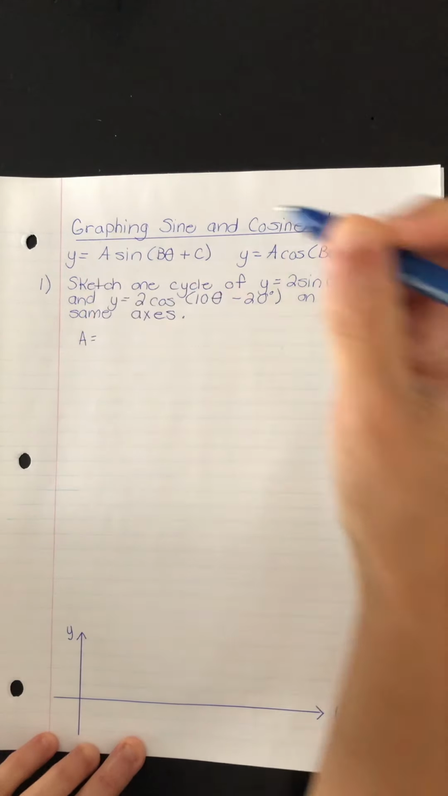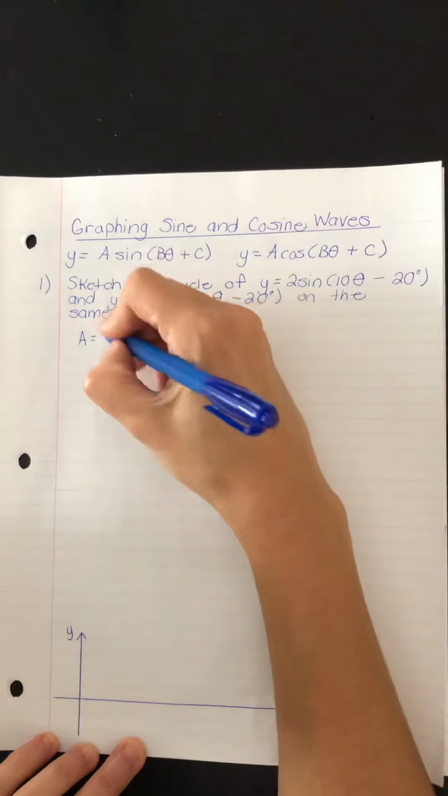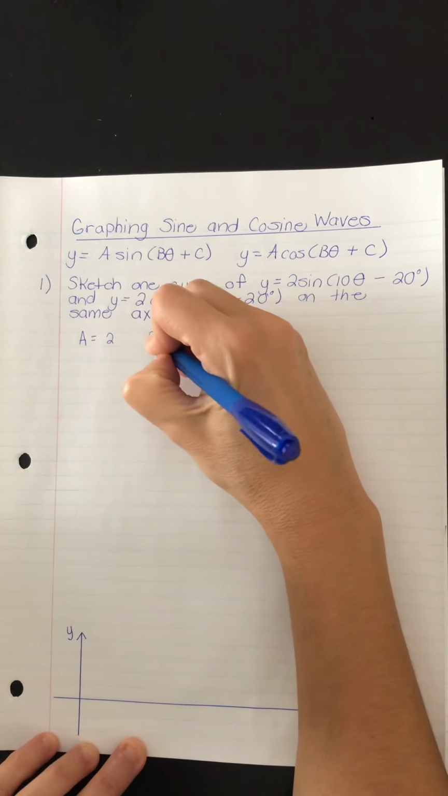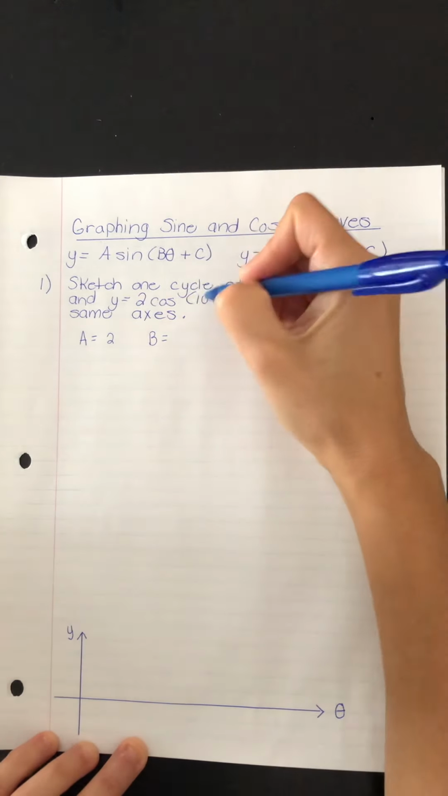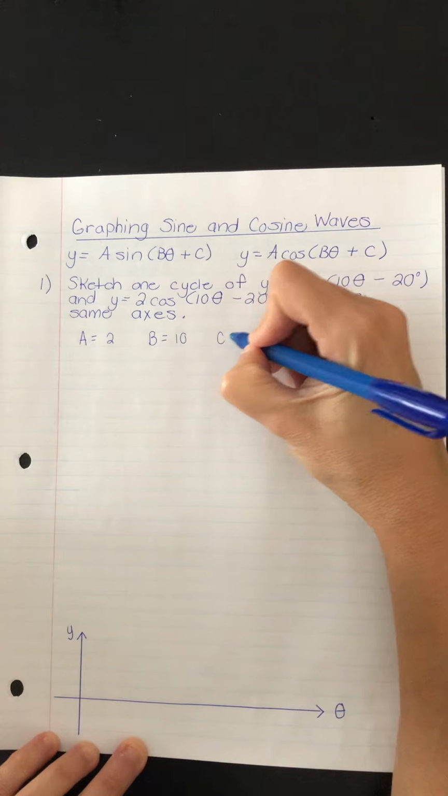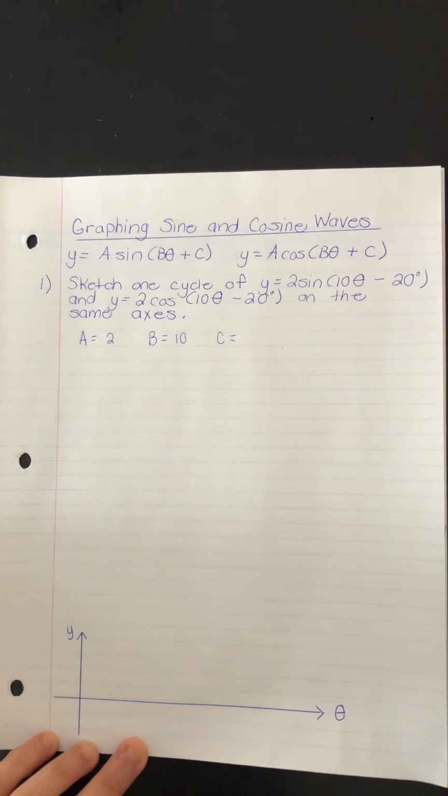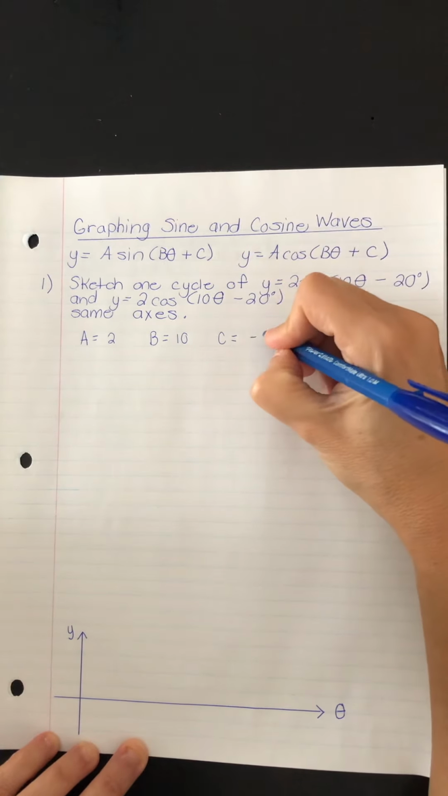So the value of a in our equation is 2. The value of b in our equations is here, 10. So b is 10. When you take the value of c, you must also take the sign that precedes it. So c is negative 20 degrees. Okay, so that's our c value.